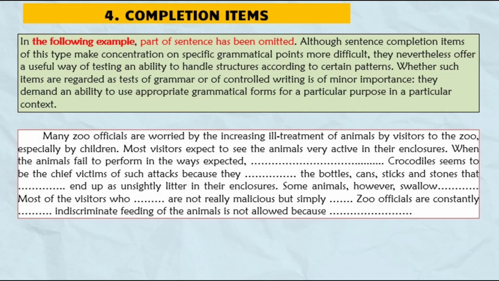In the following example, part of the sentence has been omitted. Although sentence completion items of this type make concentration on specific grammatical points more difficult, they nevertheless offer a useful way of testing an ability to handle structures according to certain patterns. Whether such items are regarded as tests of grammar or of controlled writing is of minor importance. They demand an ability to use appropriate grammatical forms for a particular purpose in a particular context.